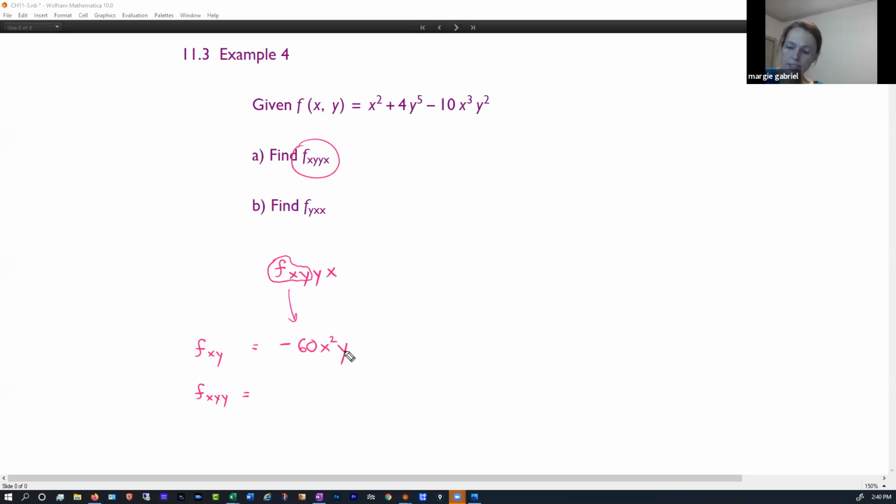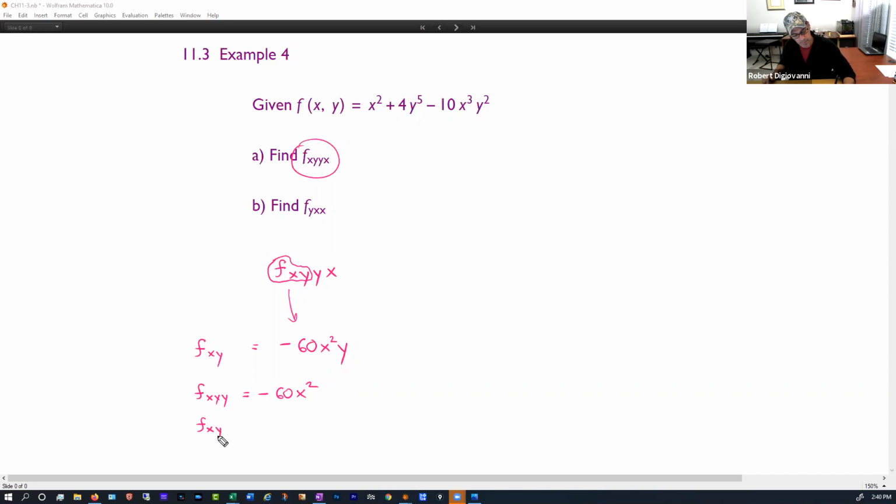So y is right there. So this is all a constant. So negative 60x squared. And then we do it one more time, but now with respect to x. And that would give us negative 120x. These are just higher order derivatives, okay? You could check this one yourself too.